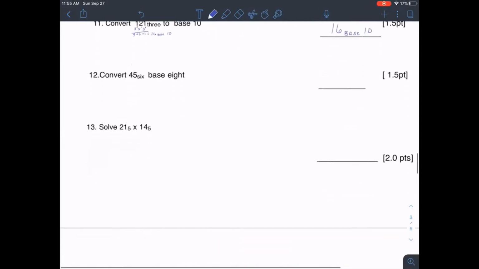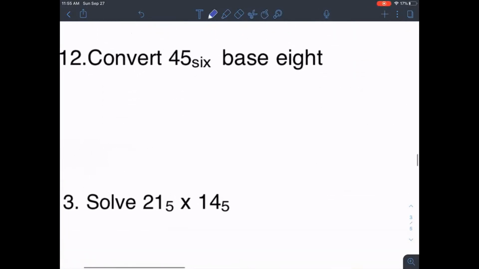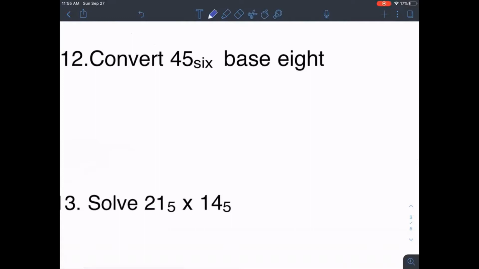It says convert 45 base 6 to base 8. In order to do that, we need to go from base 6 to base 10 and then from base 10 to base 8. So we need to multiply. We have 5 plus 6 times 4, which is 24. It's going to be 29, so we have 29 base 10.